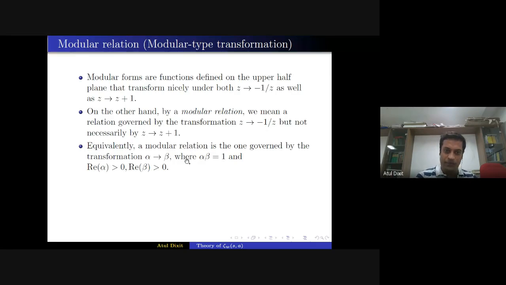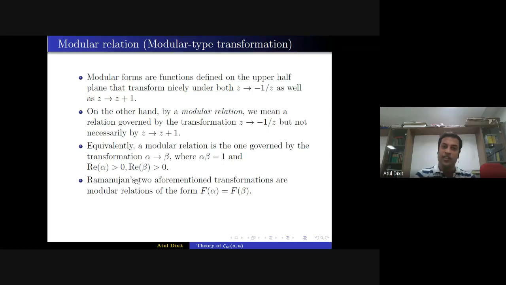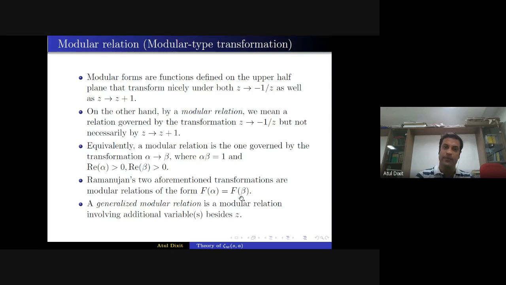Equivalently, as I have said before, we can also conceive a modular relation to be one which is governed by this transformation, alpha going into beta, where alpha beta is 1. So Ramanujan's two transformations that we have discussed, they are all of this form. F of alpha is f of beta. And a generalized modular relation is one which may involve additional variables besides alpha and beta. Sorry, I have written here z. I meant alpha and beta.